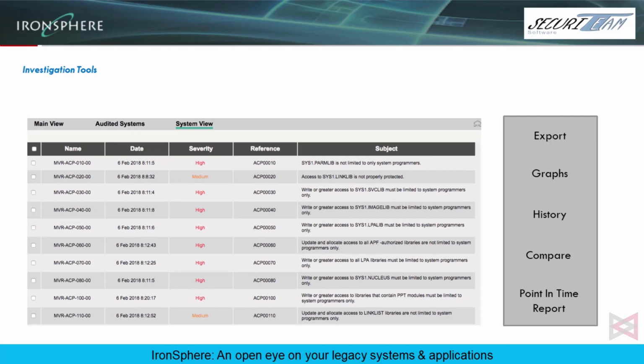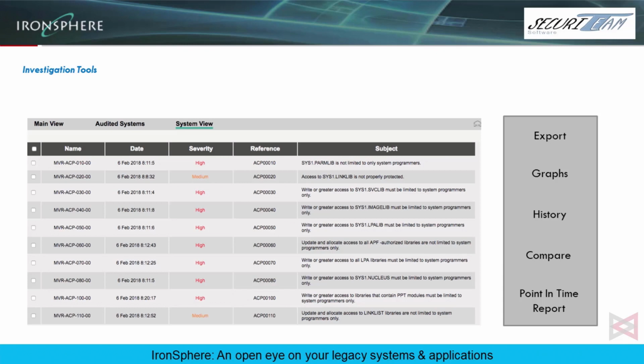IronSphere offers rich investigation tools and some other services. The left side menu can be used to export part or all of the findings. You can select specific checks by clicking the checkbox on the left side of the row to select them. You can investigate checks by comparing the check with other agents.